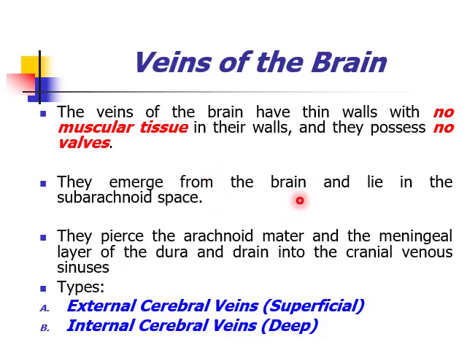They emerge from the brain and lie in the subarachnoid space. This is the vascular area covering the brain. They pierce the arachnoid mater, meningeal layer of the dura, and drain into cranial venous sinuses. We have two sets of veins of the brain. We've got external cerebral veins, which are superficial to the surface of the brain, and we've got internal cerebral veins, which appear deep to the surface of the brain.